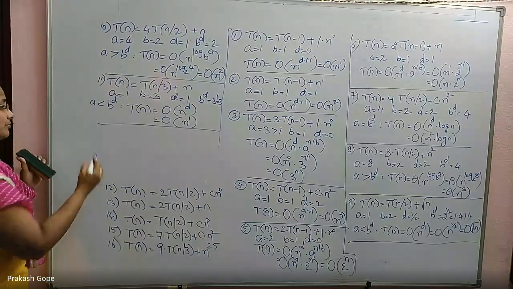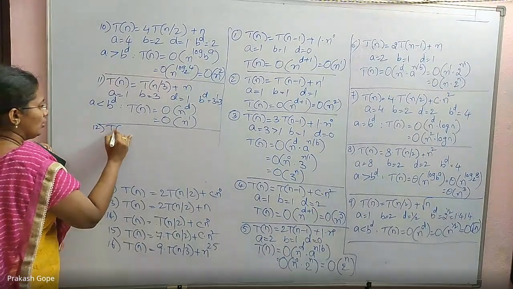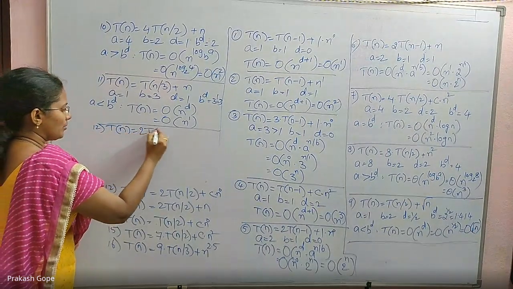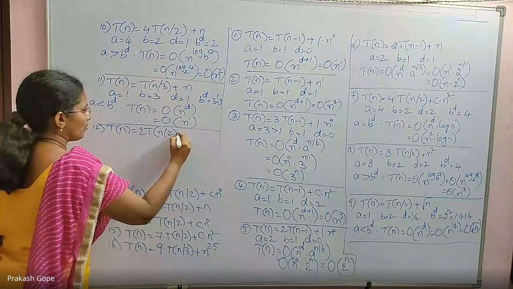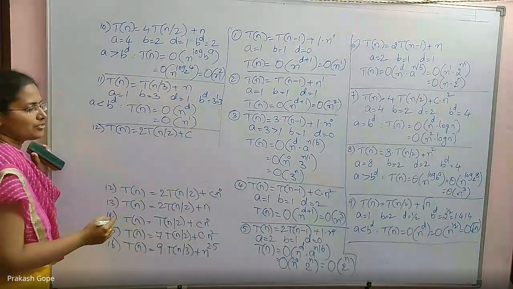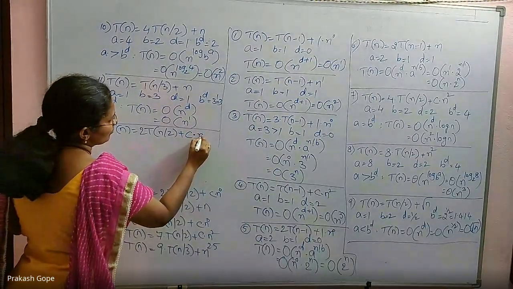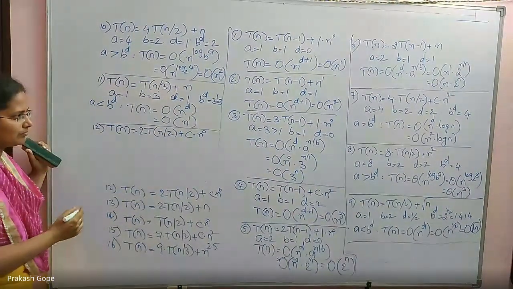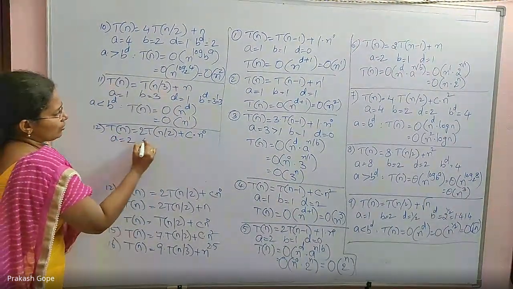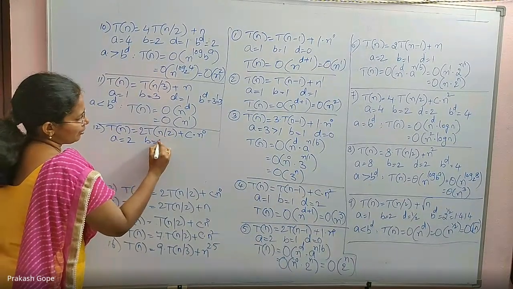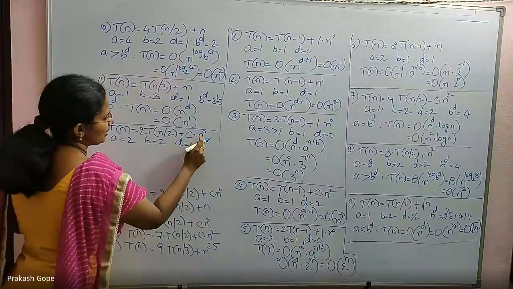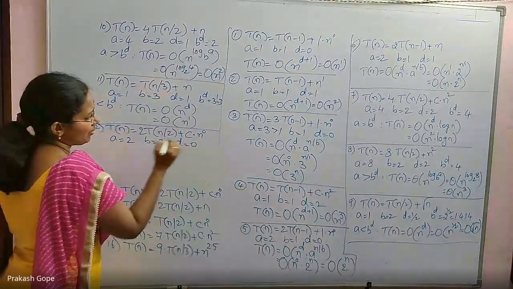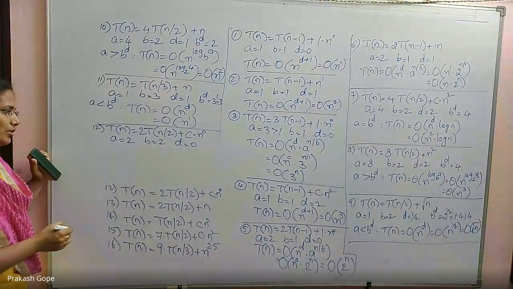The 12th question. T of n is equal to 2 times T of n by 2 plus C. C means C into n power 0, because n power 0 is anyway 1, 1 into C. Then A equal to 2, B is also 2. D is n power 0. So D is 0.